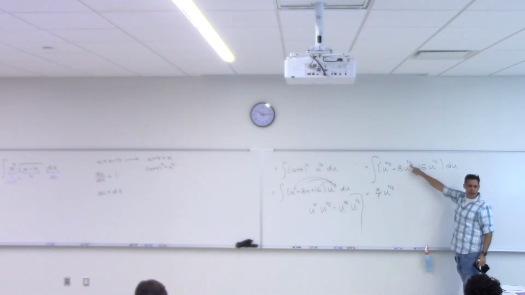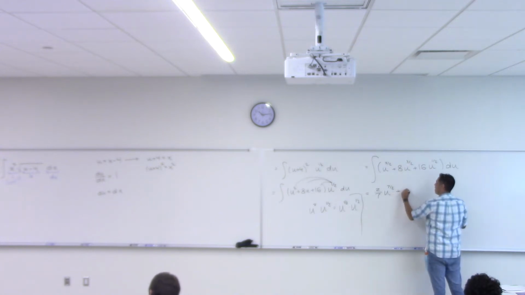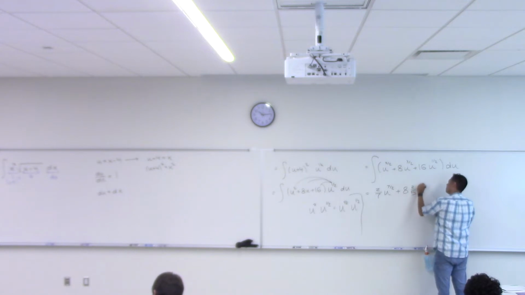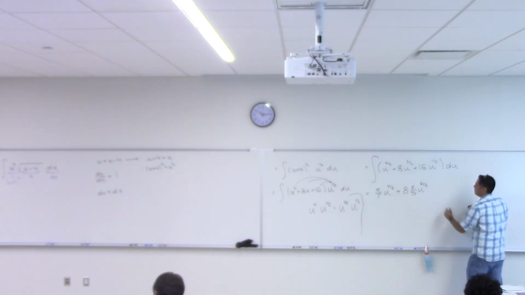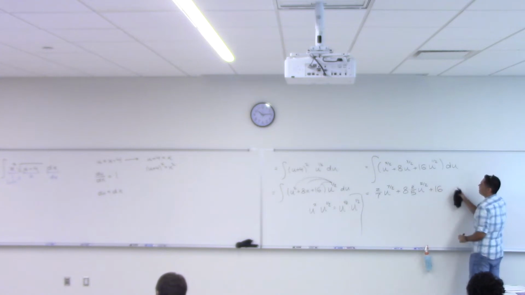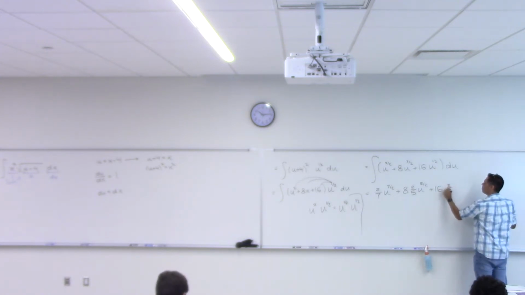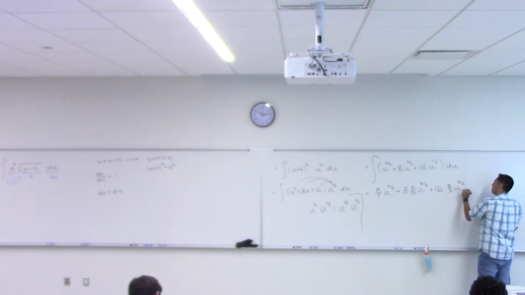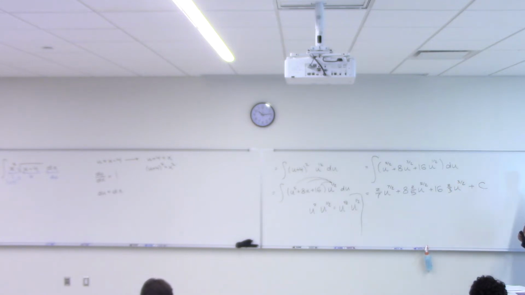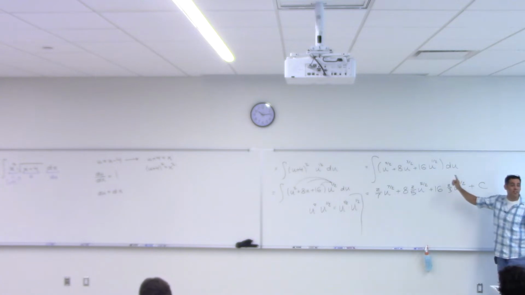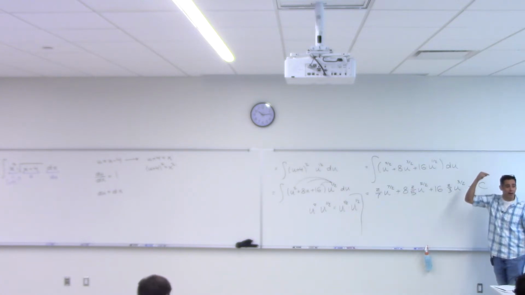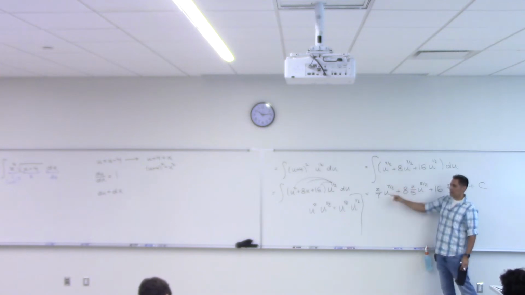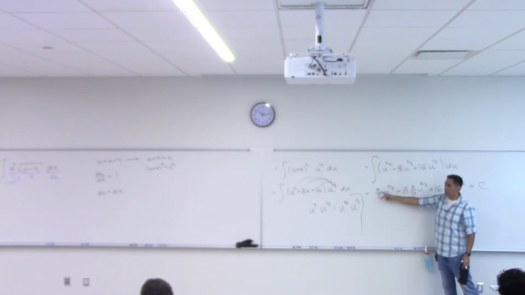Add 1 to that, 5 halves, and then out front 2/5. So plus 8 times 2/5 u to the 5 halves. And then plus 16. Okay, add 1 to that, I get 3 halves, so 2/3 u to the 3 halves, and then plus c. Questions? You just took the antiderivative. That's right. I'm doing the antiderivative at this stage, and I'm using the power rule from last time, right? On each one of these, I'm just adding 1 to that, and then putting the reciprocal of it out front.